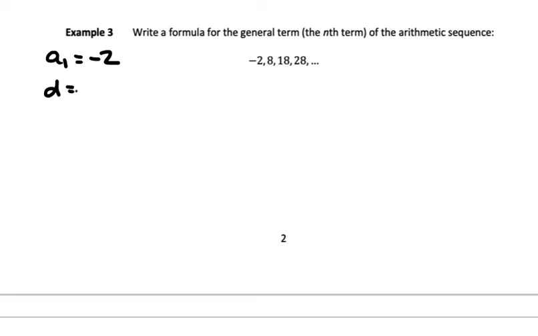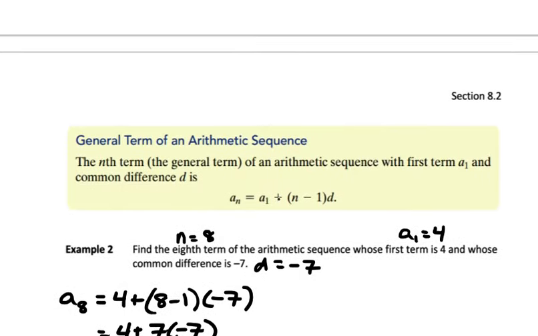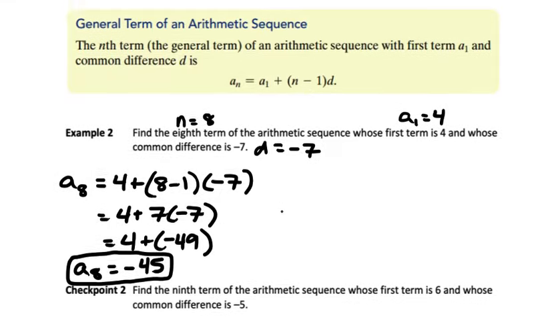To identify what the common difference is, I need to look at what number I am adding or subtracting each time to get the next term. And I can pretty easily see that I'm adding 10 to each term to get the next. So my common difference, d, is 10. Now when I write the formula for the general term, n is going to be a variable. So I'm going to leave n as n. So a sub n equals a sub 1, negative 2, plus n minus 1 times d.